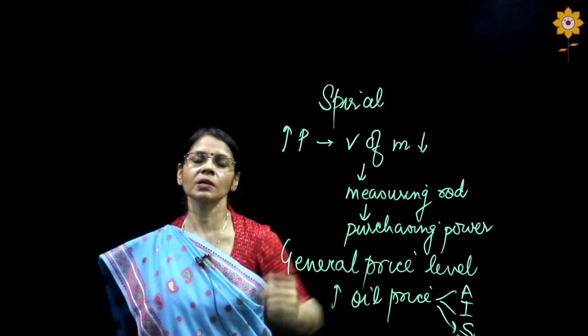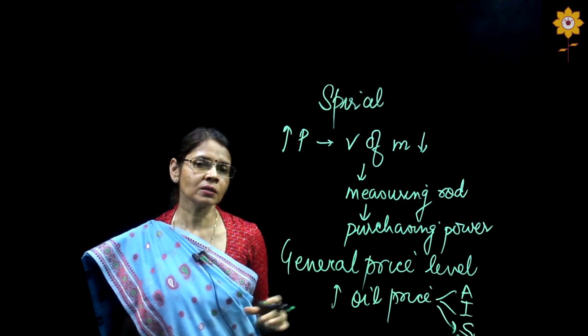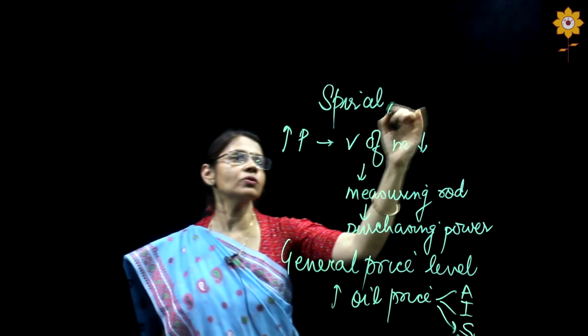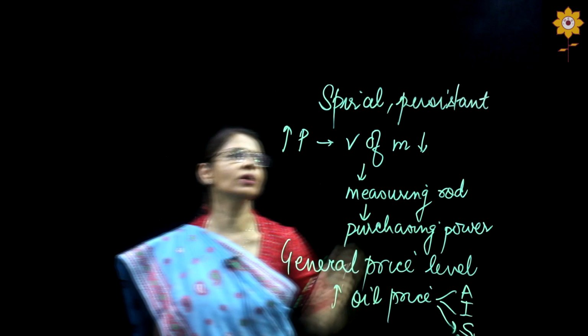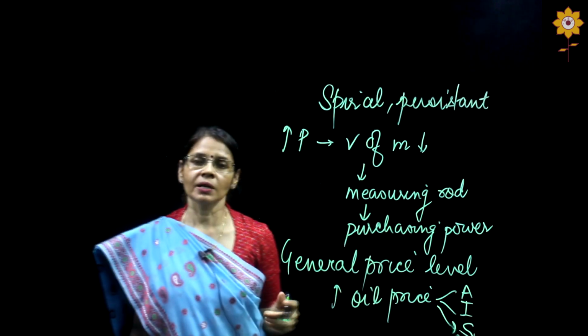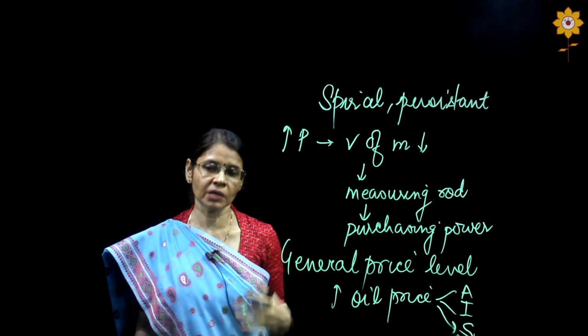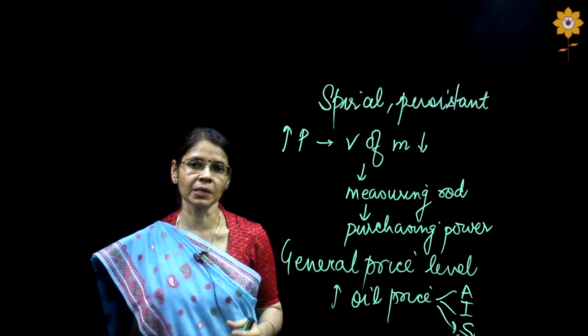It is also a spiral in nature. A spiral because it goes into many sectors altogether, and it has a tendency to spread out, and it also remains persistent. Persistent means for a comparatively longer period of time. It does not mean that the prices are rising today and tomorrow they are falling. If inflation is there, it remains for a comparatively longer period.